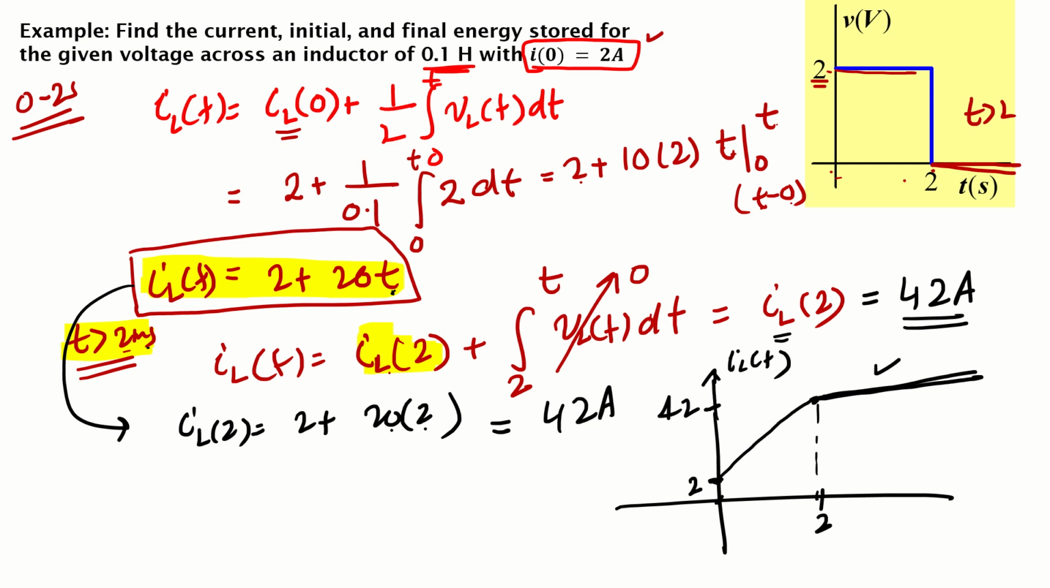All right, now let's move on to the second part. The second part is to find the initial and final stored energy. The initial energy is the energy stored initially, at t is equal to 0. That will be our initial energy. So the initial energy is basically what? Half L current squared, right? That is the formula of the energy.